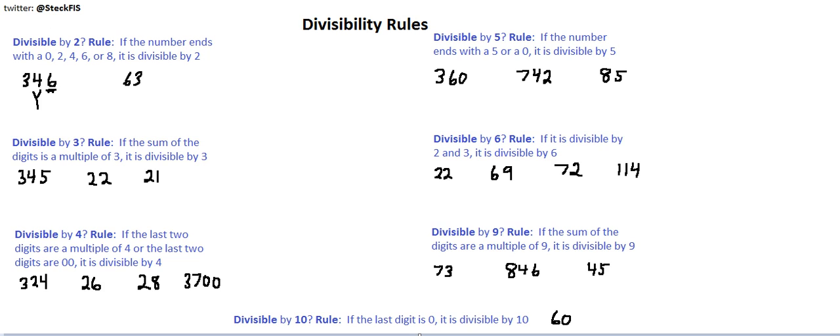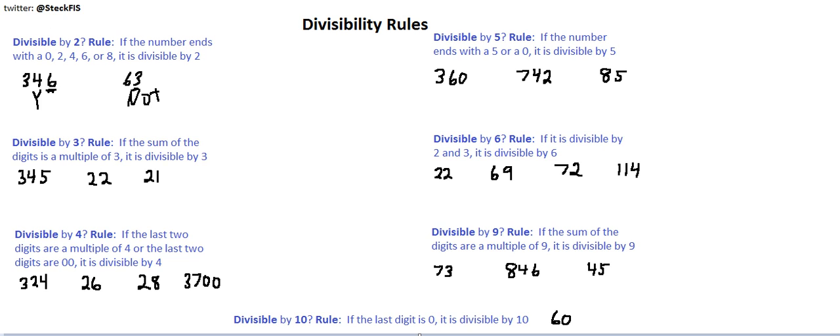Now let's look here. 63. What digit does it end with? It ends with a 3. Is that on our list of 0, 2, 4, 6, 8? Nope, it is not. So that one is not divisible by 2.